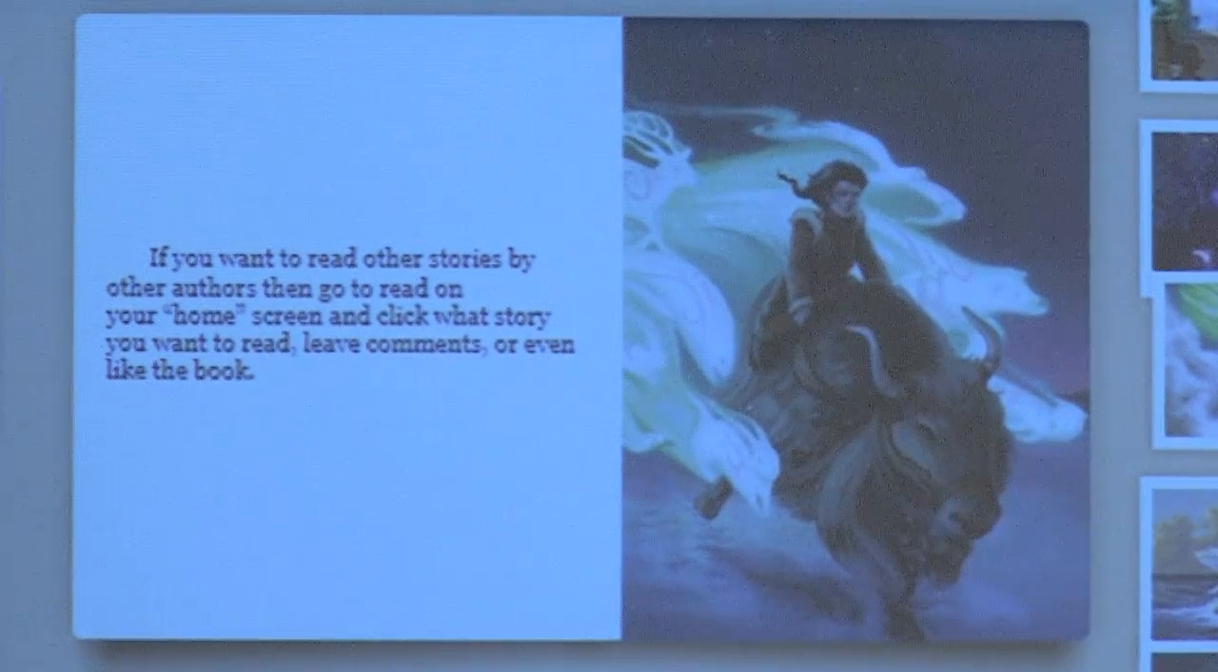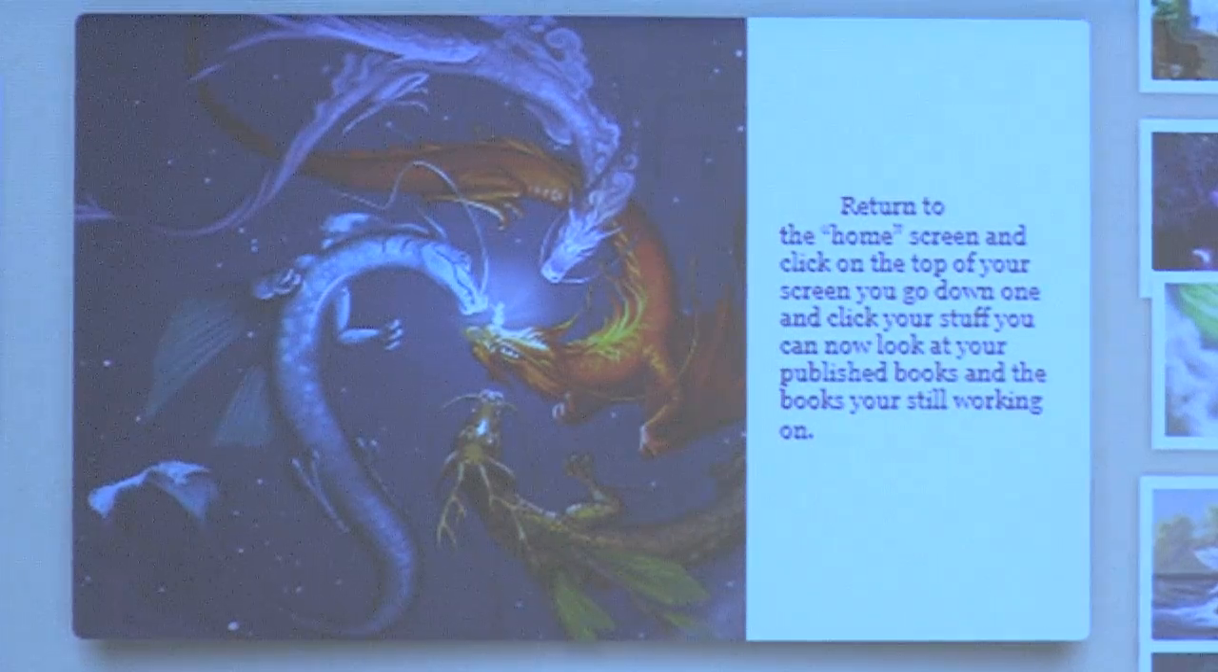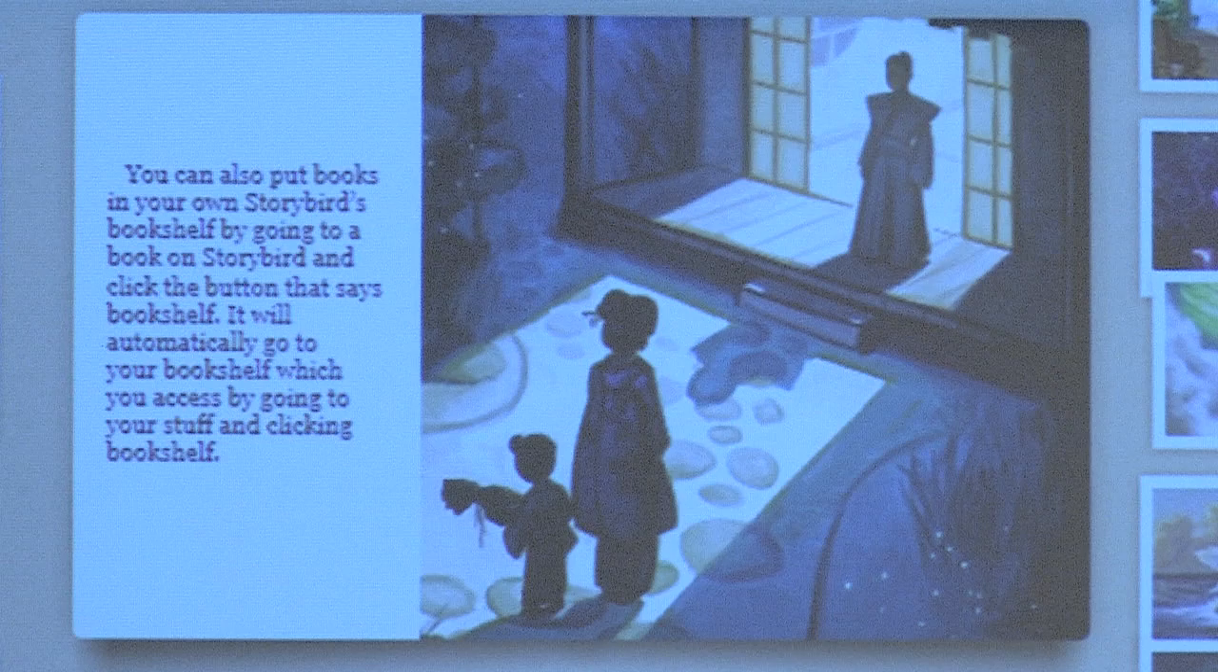If you want to read the other stories by the authors, then go to read on your home screen and click what story you want to read. Leave comments or even like the books. Return to home screen and click on the top of your screens. You go down one and click your stuff. You can now look at your published books and the books you're still working on.